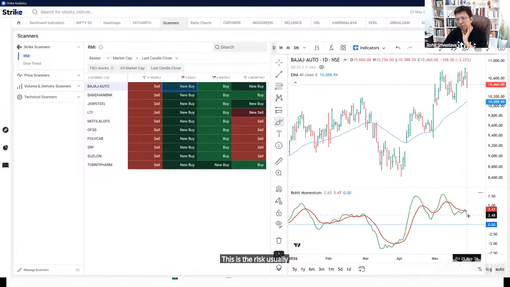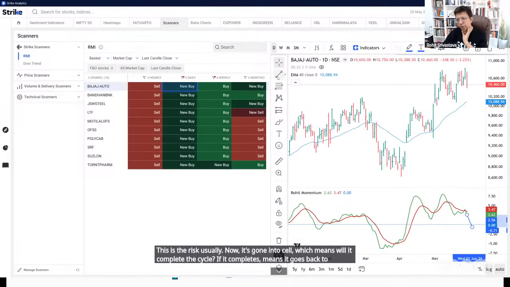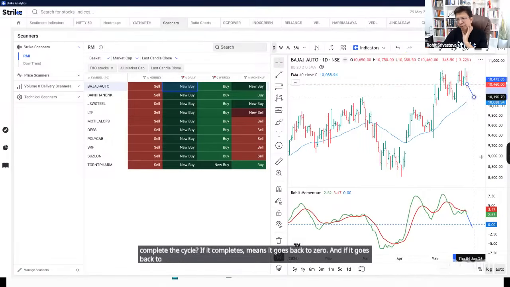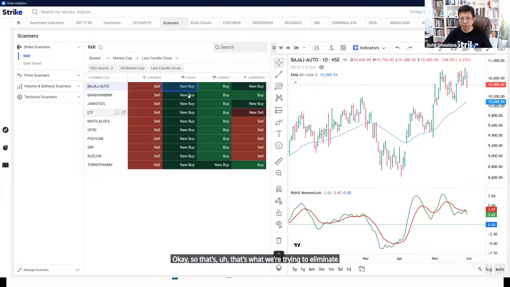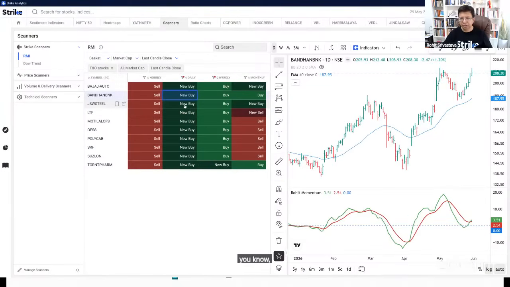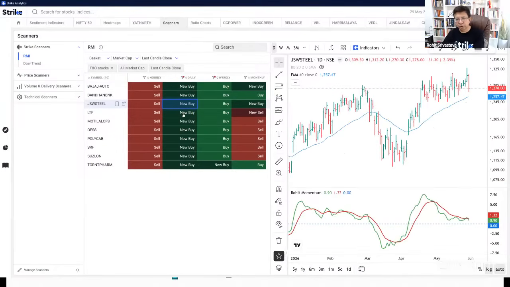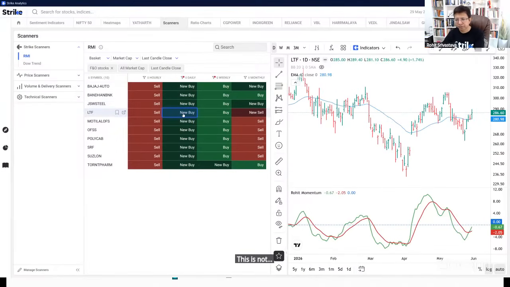Now it's gone into sell, which means, will it complete the cycle? If it completes, it means it goes back to zero. And if it goes back to zero, prices may further correct or consolidate. Okay, so that's what we're trying to eliminate by using the cycle. But this is giving a new buy signal. Is this relevant? This is not. This is.